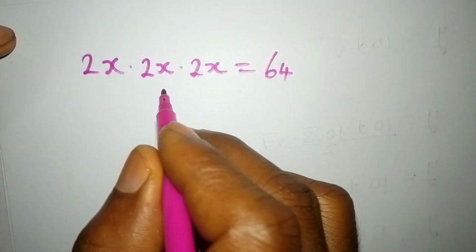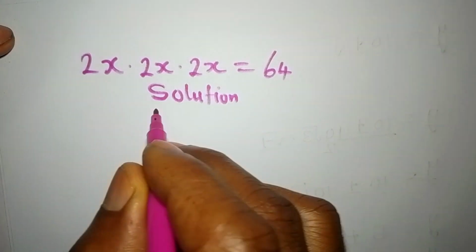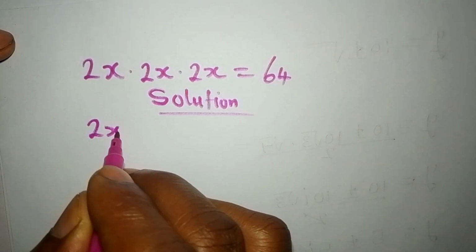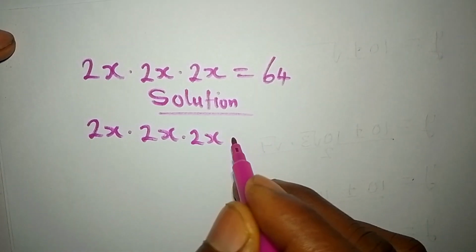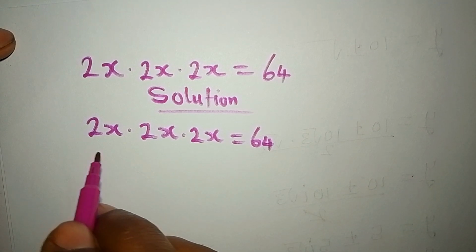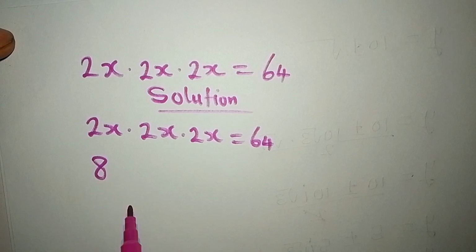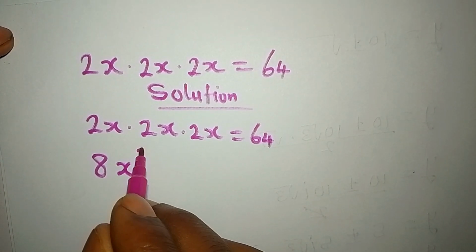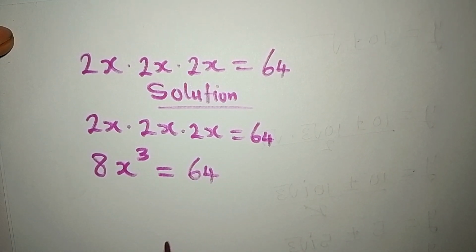Hello everyone. Let's provide a solution to this problem very quickly. We have 2x multiplied by 2x multiplied by 2x equals 64. So we can multiply 2 by 2 by 2 and we have 8. Then x times x times x will have x to the power of 3, and this should be equal to 64.